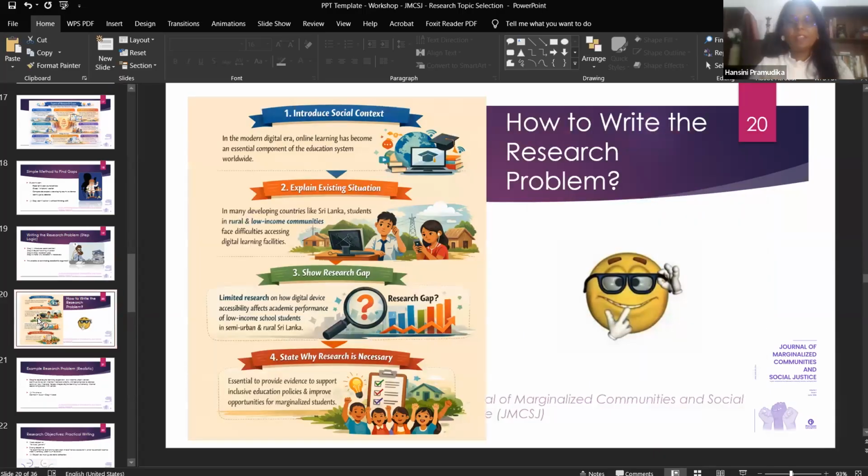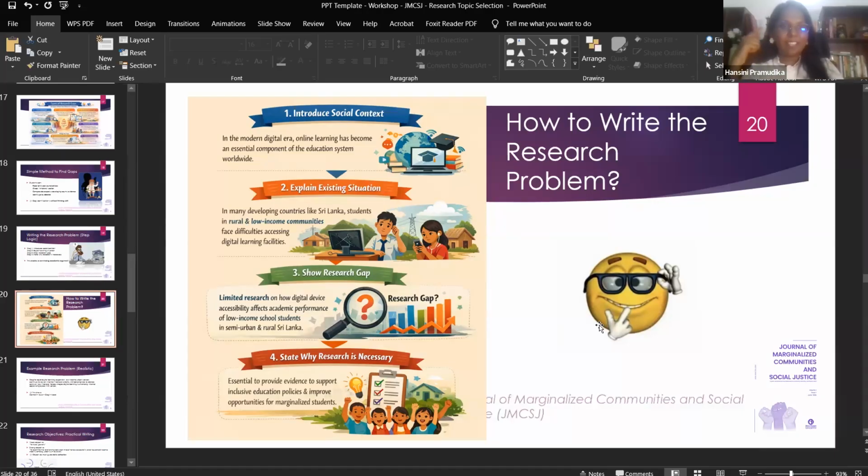And then, how to write the research problem. I'm giving you an example. When you read this out, you may get a certain idea regarding how to write a research problem. First of all, as I told you earlier, you have to introduce your social context, right? In the modern digital era, online learning has become an essential component of the education system worldwide. This is a common issue we can identify all over the world, especially in developing countries. So you can introduce the context like this. Then explain the existing situation. In many developing countries like Sri Lanka, students in rural and low-income communities face difficulties accessing digital learning facilities.